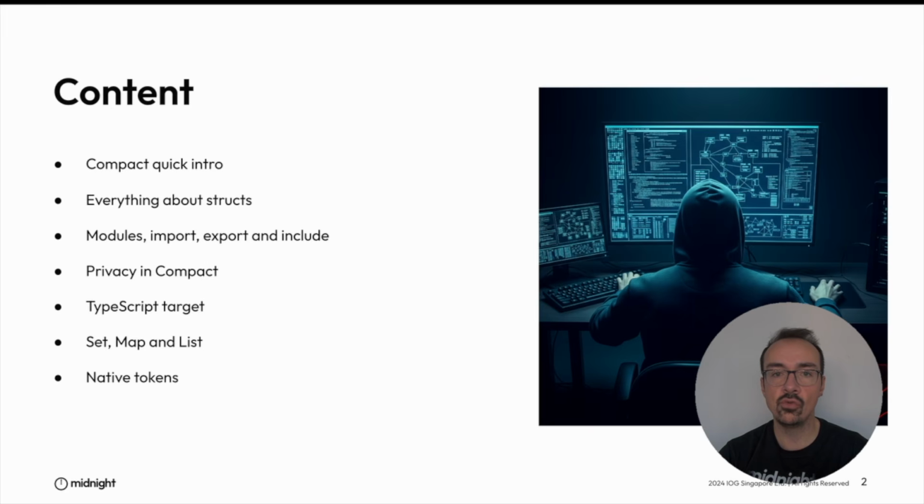We are going to briefly talk about privacy in Compact and what you should be looking for when you write smart contracts to make sure that the data that you use in your smart contract is private. Then we are going to talk about the TypeScript target. So your contract is going to compile and the compiler is going to create some JavaScript files. We are also going to talk about set, map, and list and see how they can make your application more robust. And finally, we're going to talk about native tokens.